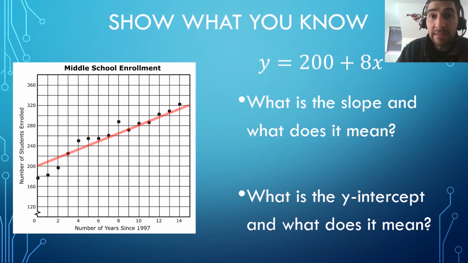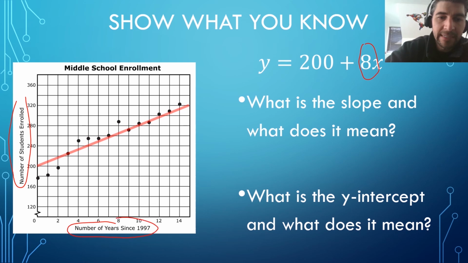Let's try one more. This time you will have to determine the slope from the equation and interpret it. What is the slope and what does it mean? In this case, the slope is 8, and that is again because our equation is in slope-intercept form, or fairly close to slope-intercept form. Comparing the y value units to the x value units, that means that 8 students were enrolled every 1 year since 1997, approximately, because this is a trend line, so it's not an exact fit.